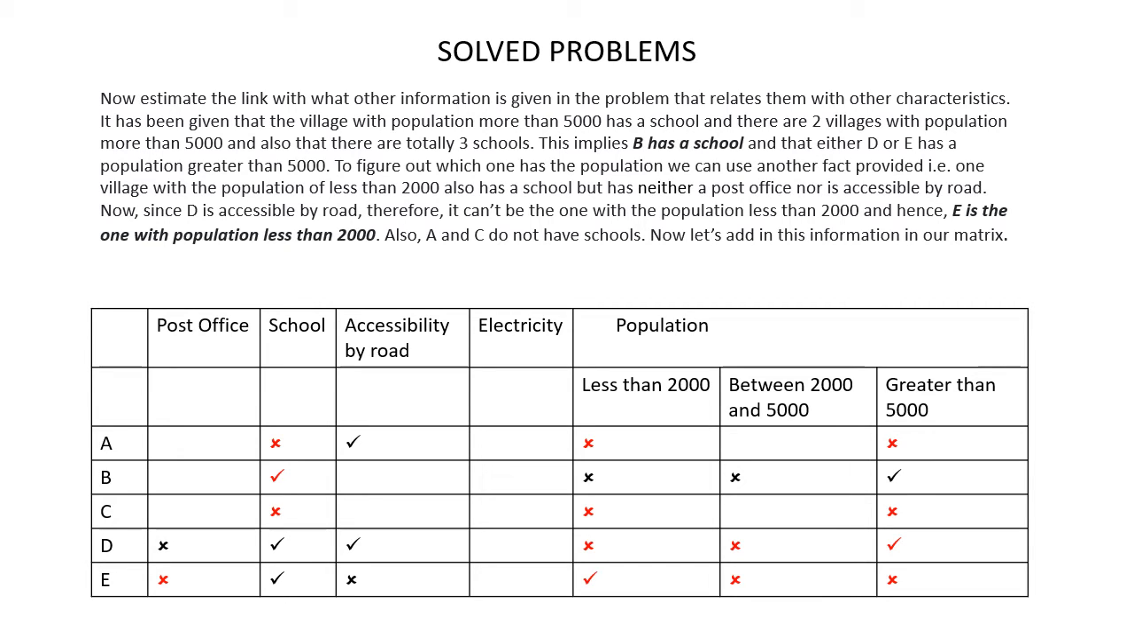Now since village D has a population greater than 5,000, clearly it means that it does not have a population between 2,000 and 5,000. So put a cross mark here. Since village E has a population less than 2,000, it clearly means that you can put a cross mark under these two columns for E.